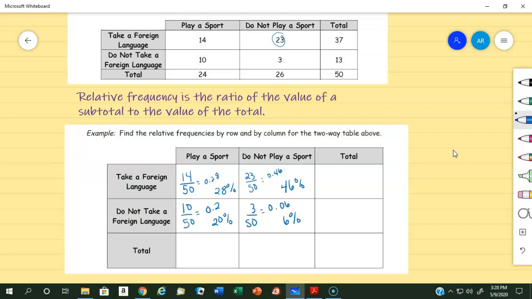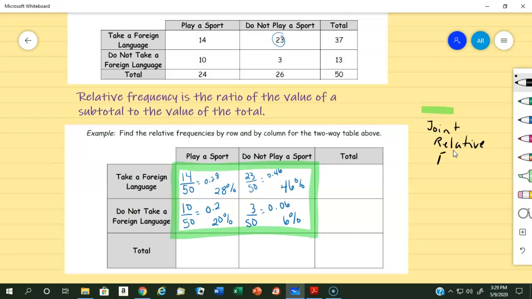So this is what we call our joint relative frequencies. So let me do a little highlight here. So these are called my joint relative frequencies. So let's do this. Make a little key over here. So these are our joint relative frequencies.